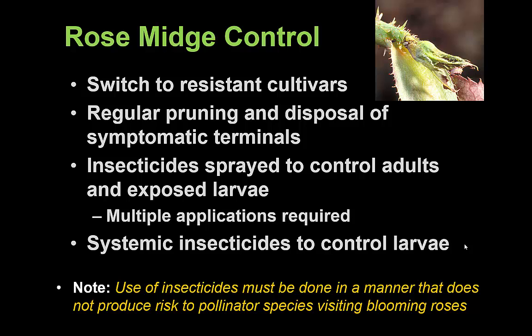There are insecticides that can be sprayed to control the adults. Spinosad is used. Some of the systemic insecticides are used, the neonicotinoids. Multiple applications are required, and these can be quite effective. However, it should be noted that if we have a kind of rose where the situation is a problem, and it is one that is attractive to bees or other pollinating insects, then you have to control this insect in a way that is compatible with pollinators. You cannot be spraying plants in bloom.